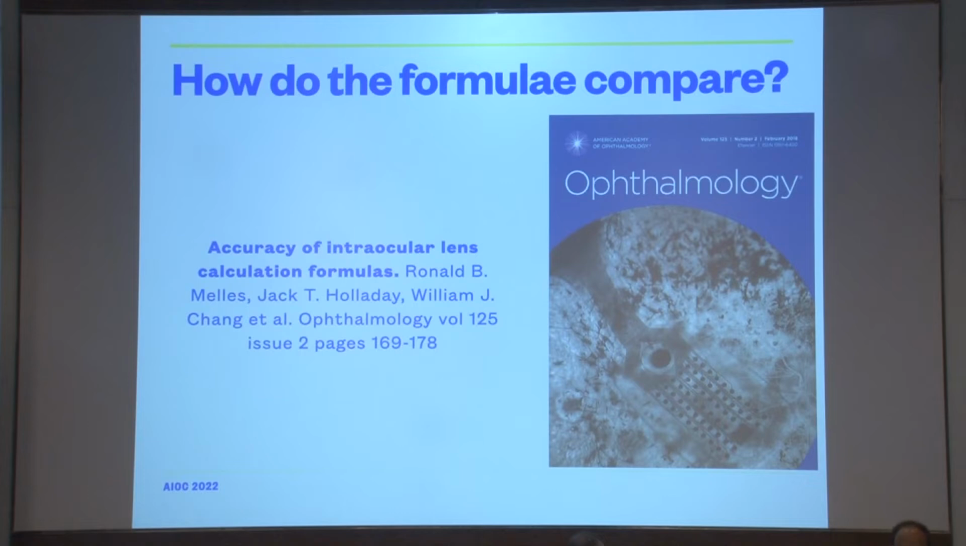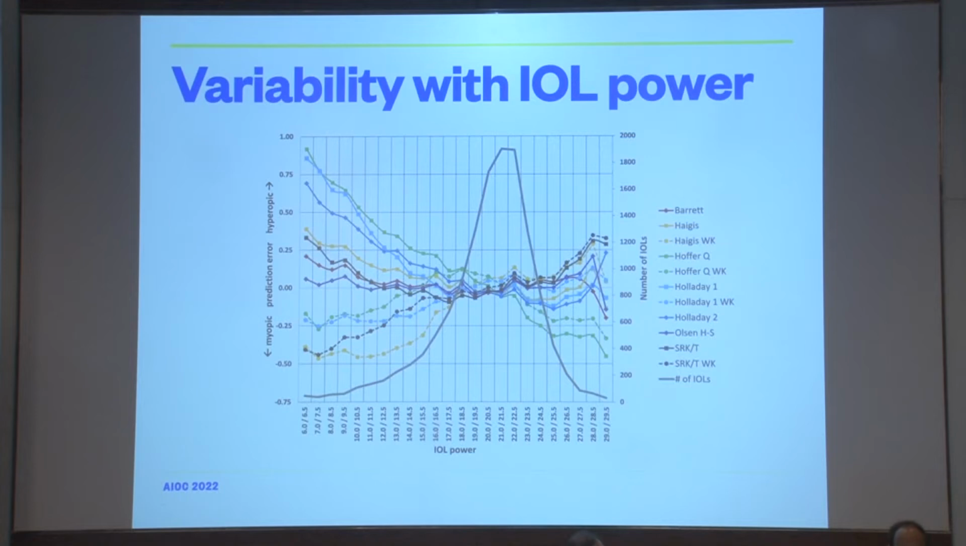I've borrowed heavily from this article in Ophthalmology, and it compared 8 different formulae, the newer ones as well as some of the older ones. So let's talk about the variability with the IOL power. You can see the more variations in the formulae, the less accurate it is. We want a formula which is very stable. We want a straight line more or less across the board, whether it's a very hypermetropic IOL power or a very myopic IOL power which is used. And here you found out that more or less the red line, which is Barrett, as well as the purple line, which is the Olsen, fared very well.